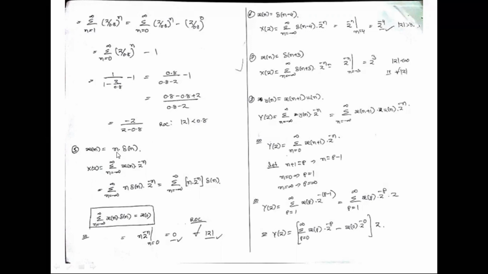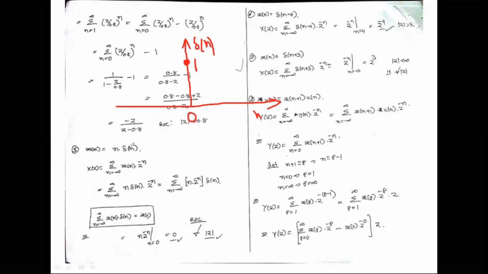Okay. Another example, n into delta of n. What is the delta of n? Delta of n has only one value, either as a continuous function or a discrete function. Discrete and continuous are represented the same way. It is 1 for delta of n, with the change of variable from t to n in the discrete case.